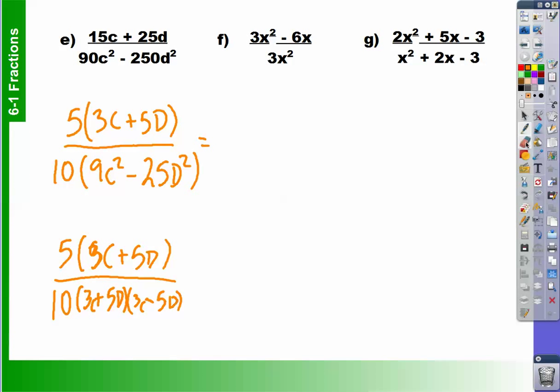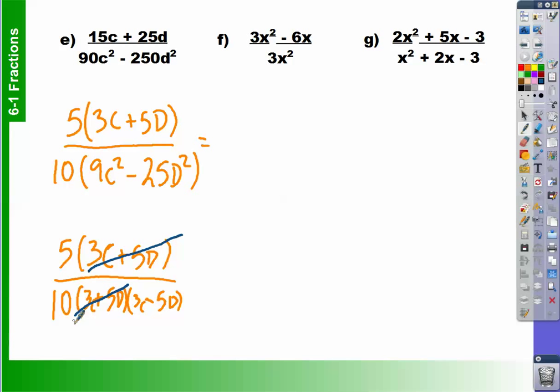Okay, so I'm going to clean this up a little bit from my mistake right here, for the viewers. So we had 3c here. Now, do we have any common terms that can be canceled out? Yeah, we have a 3c plus 5d here. We have a 3c plus 5d here. Do we have anything else we can cancel out?